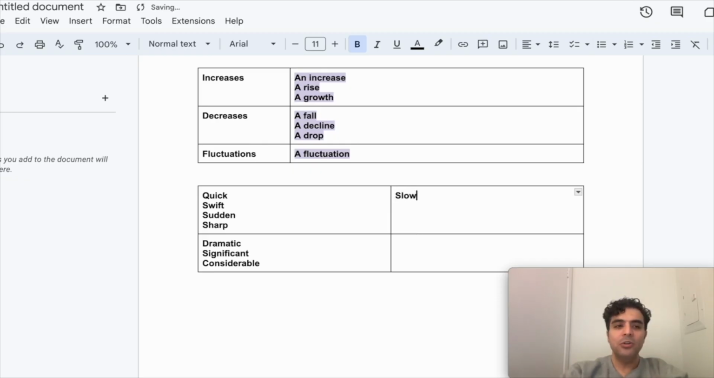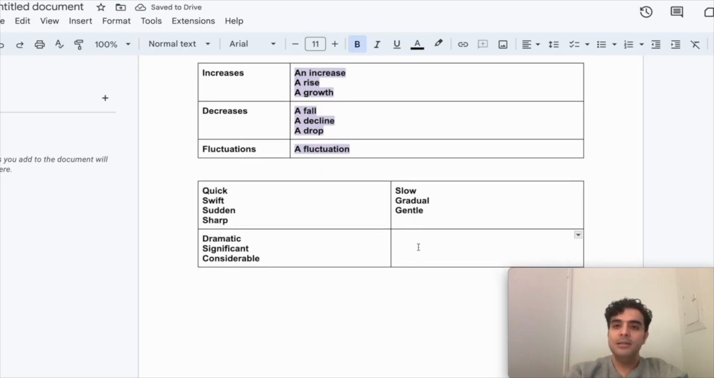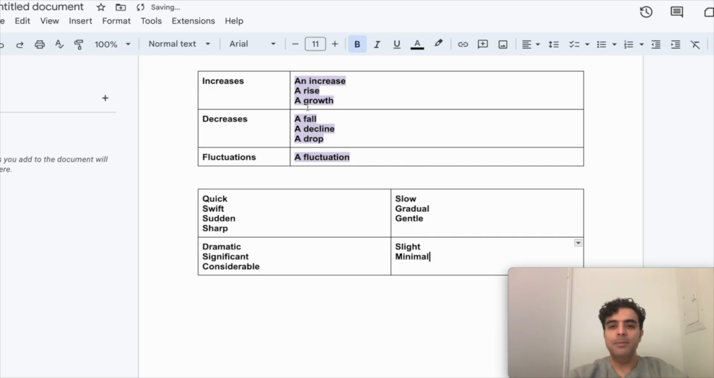Well, if it's the speed you're talking about and it's slow, well, you could use slow, gradual, and then also gentle. There was a gentle rise, right? So these are some adjectives you could use. And then if it increases or decreases, not slowly, but to a very small amount or to a very small extent, then you could use slight or minimal. So what do I mean? I could say a quick increase. I could say a dramatic increase. I could refer to a swift fall, or I could refer to a significant drop.